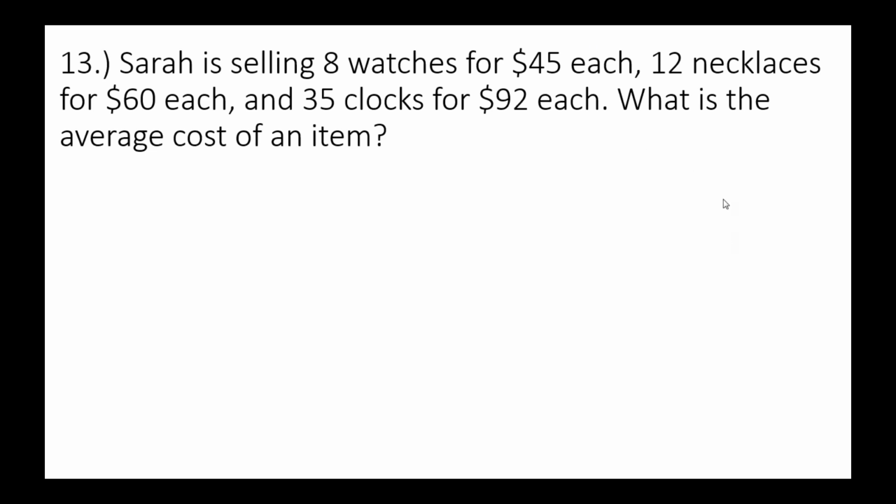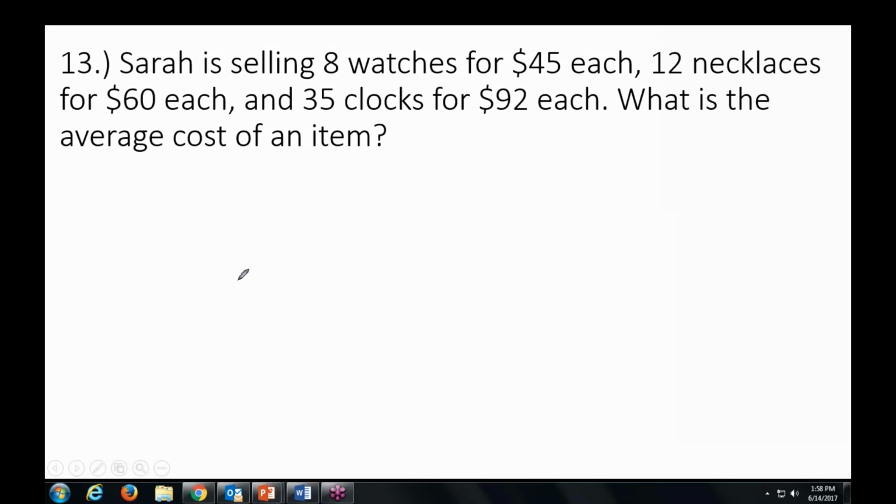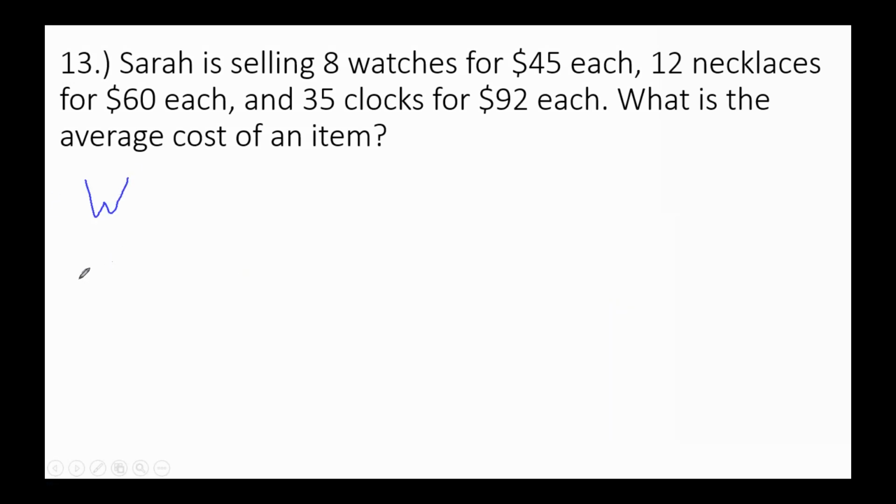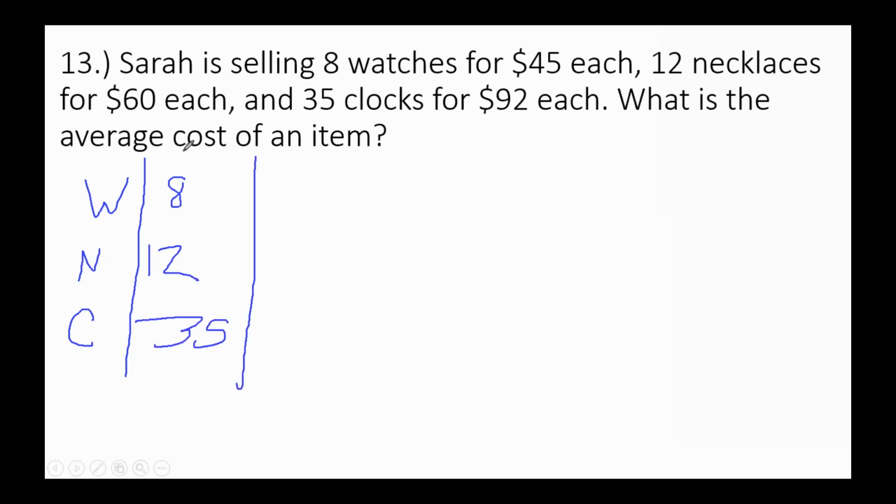If you are a visual person, I highly recommend you make a table, right? She's got watches, necklaces, and clocks. She's got 8 watches, 12 necklaces, and 35 clocks. Whoa, that got a little bit big. So this is the number of items and the price of an item. So we're talking 45, 60 for the necklaces, and 92 for the clocks. I simply took the information from the sentences and put it into a nice organized table.